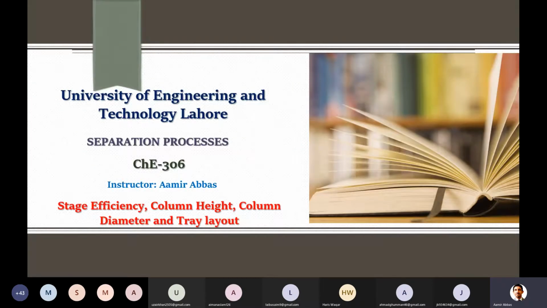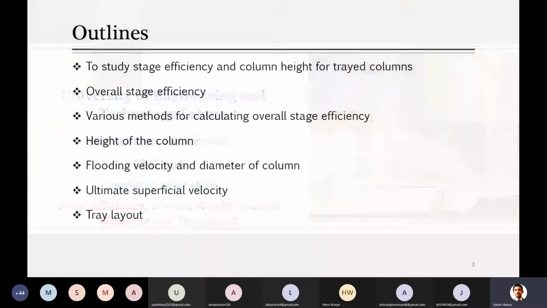Bismillahirrahmanirrahim. In this overall series of lectures, we are discussing stage efficiency, the calculation of the actual number of trays, then column height. Next, column diameter and tray layout. Out of all these outlines which we started two or maybe three lectures back, we have discussed stage efficiency, the different ways to calculate the efficiency, as well as height. All that was covered in 2 lectures. Up to the last lecture, we just finished the height of the column.